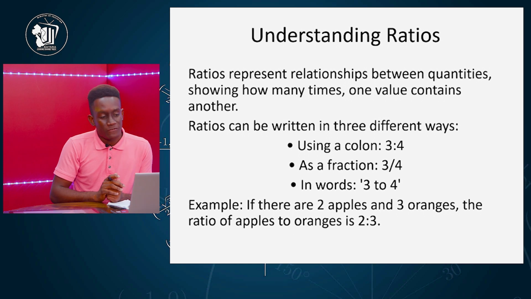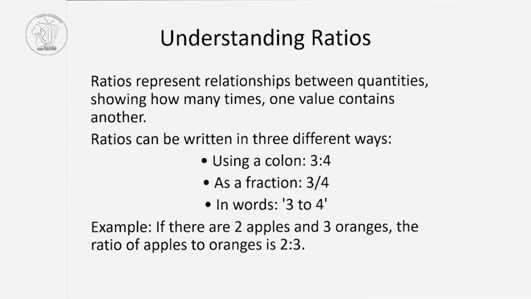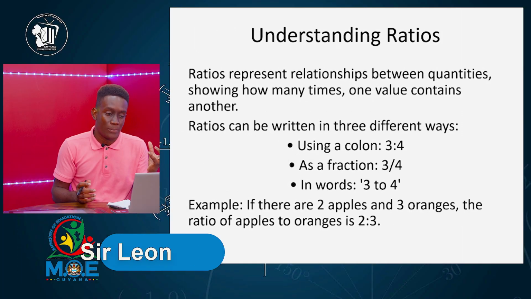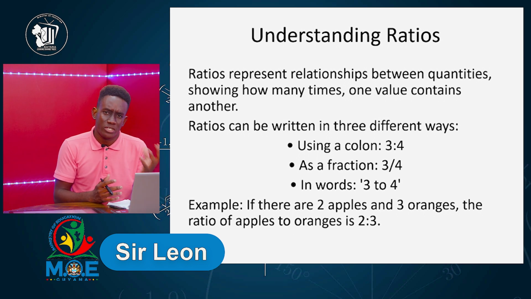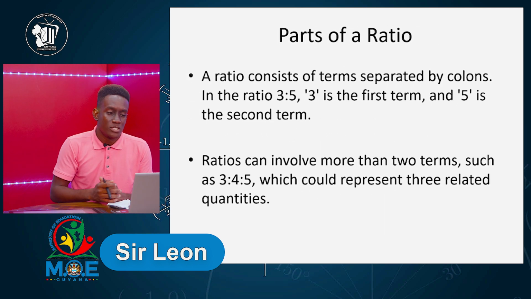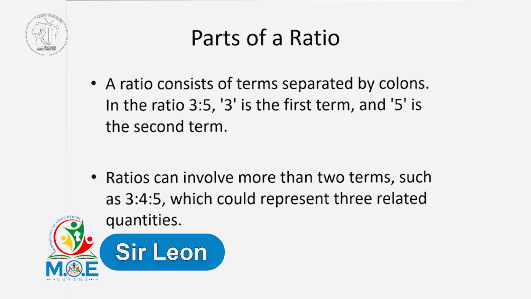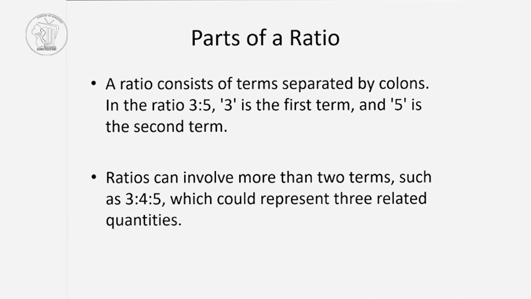So for example, if there are 2 apples and 3 oranges, and you want to show the ratio between apples and oranges, we can say the ratio of apples to oranges is 2 to 3. This is saying for every 2 apples, we'll have 3 oranges. And that is the whole concept of ratio, showing the relationship between two quantities. So let's look at the parts of a ratio. Now, a ratio consists of terms separated by colons. For example, in the ratio 3 to 5, 3 is the first term and 5 is the second term.